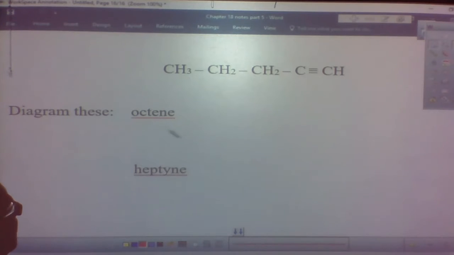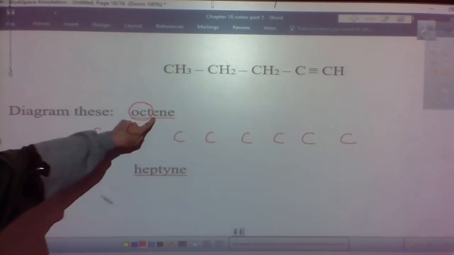This takes a little more, but oct is the stem right there for the number. So how many carbons do we make? Well, oct is 8. So I'm going to do carbons. 1, 2, 3, 4, 5, 6, 7. I'll put the 8th one over here. There we go. There's our 8 carbons.